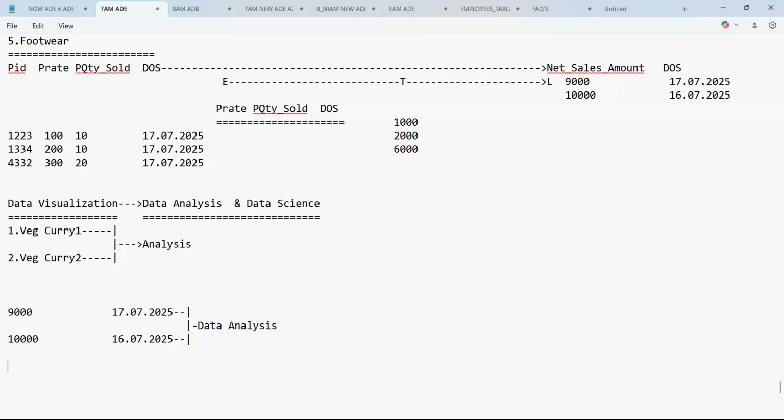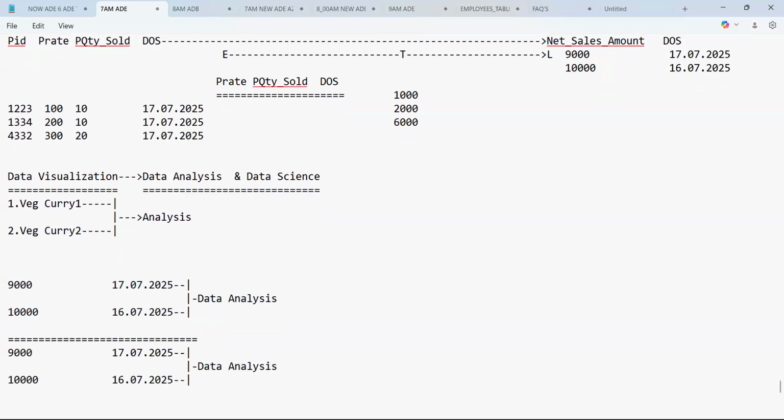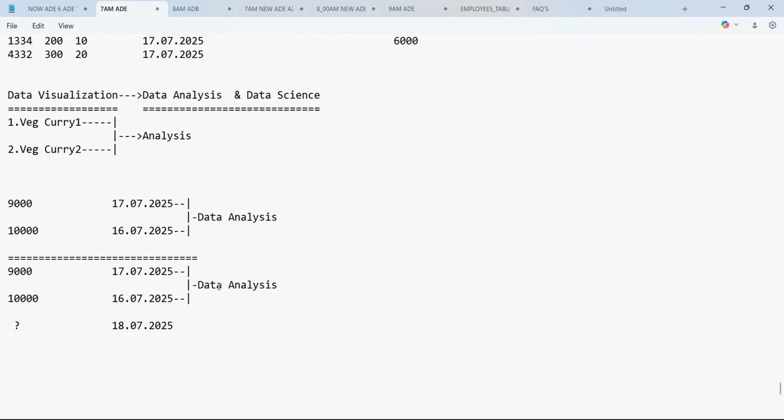In the same way, the next thing is data science. What is data science? Suppose you have two days of sales data, but you want to know the sales expected to happen on 18th July 2025. When you want to find out the 18th day's sales, how do we calculate it? It is a future date for us.